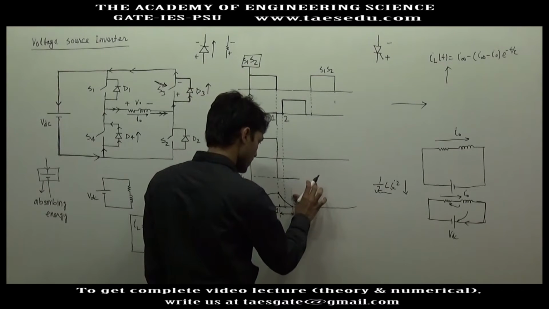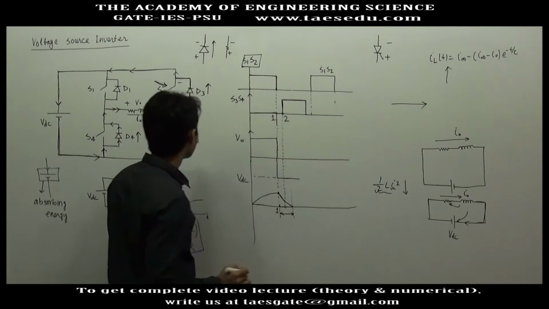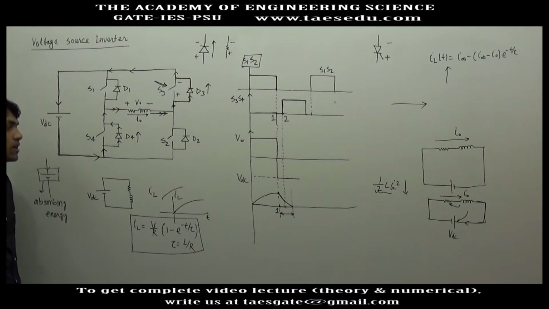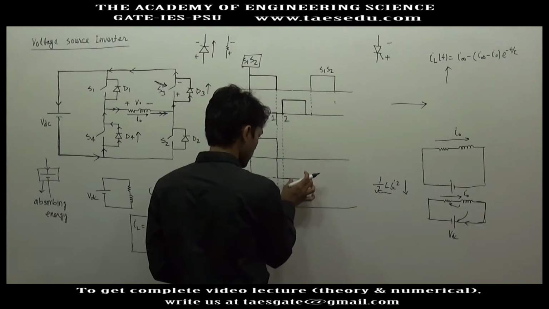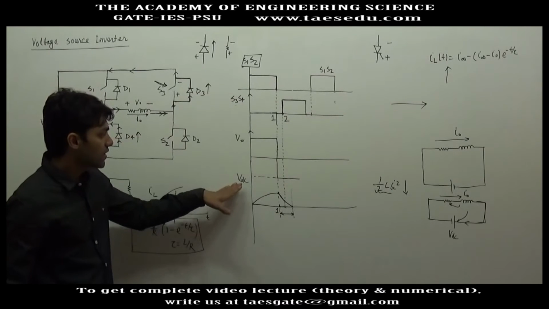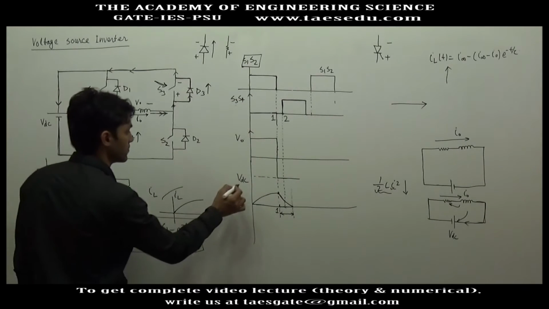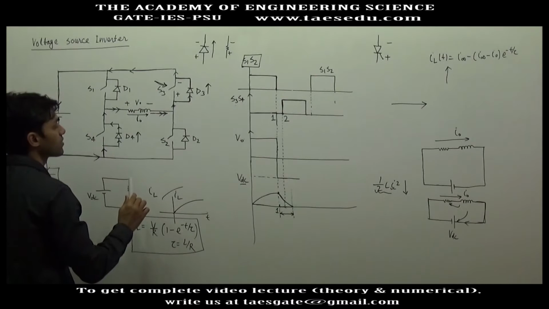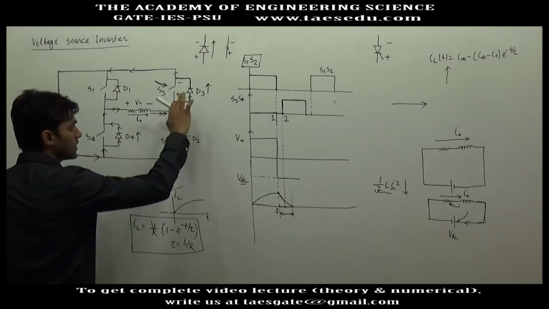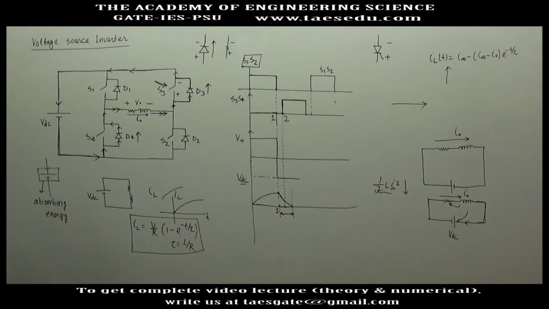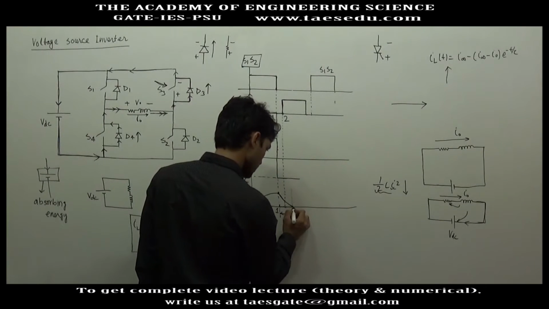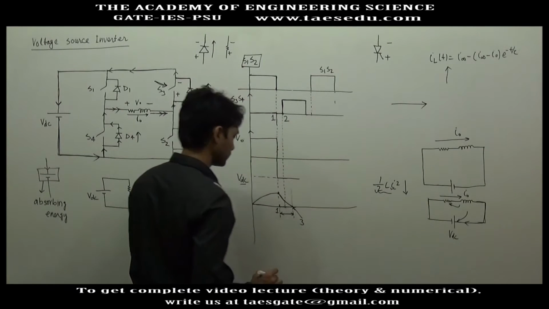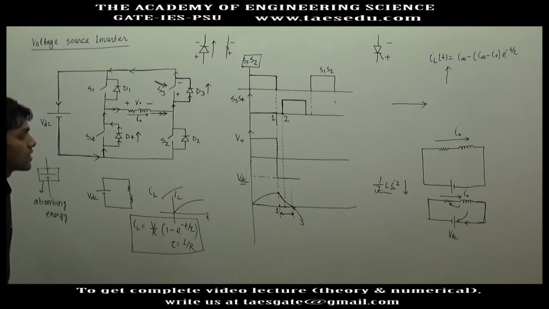These switches can be turned on only after the current through diodes D3 and D4 has decayed to 0. But in the output you will be getting negative of VDC, because the negative leg is conducting through D3 and D4. Now what will happen after this point? This is point 3. The current through diode has decayed to 0.